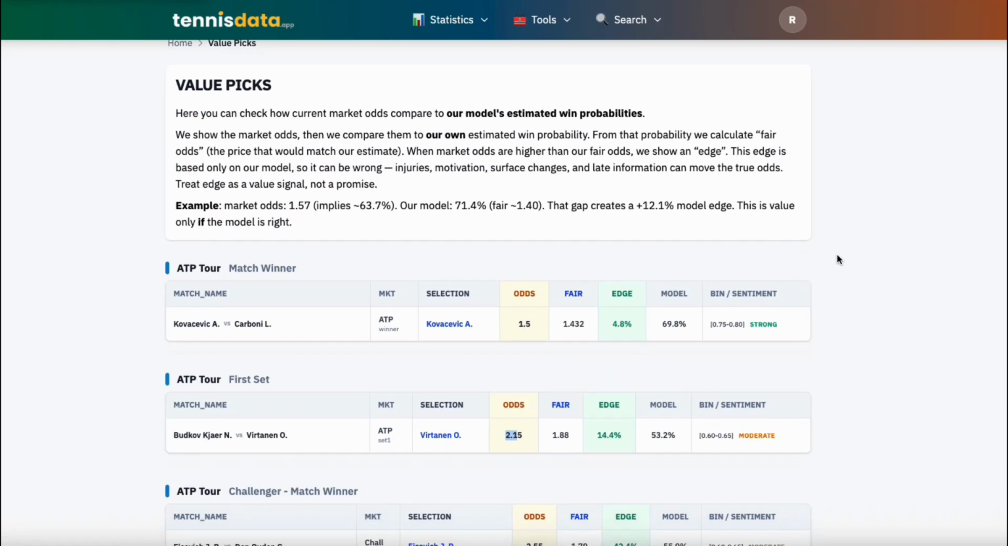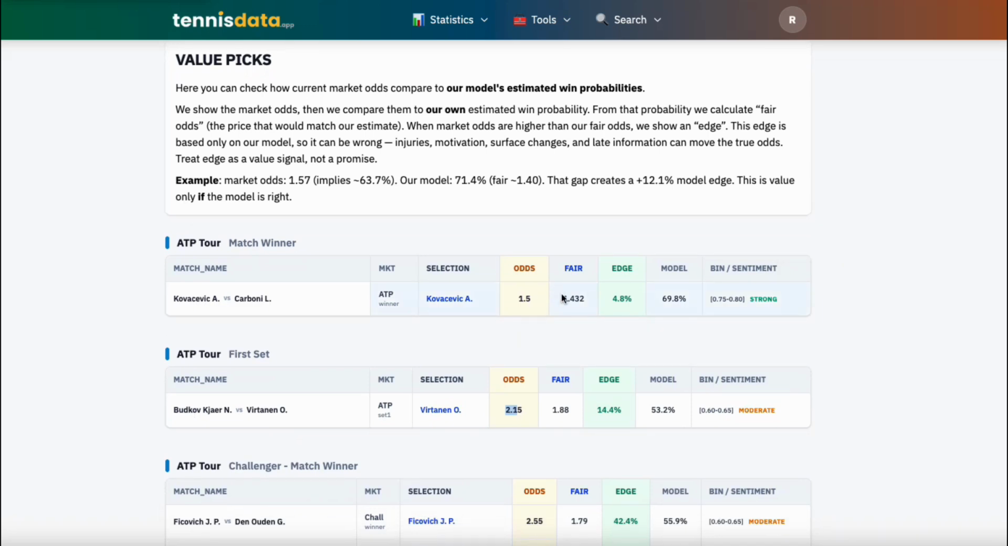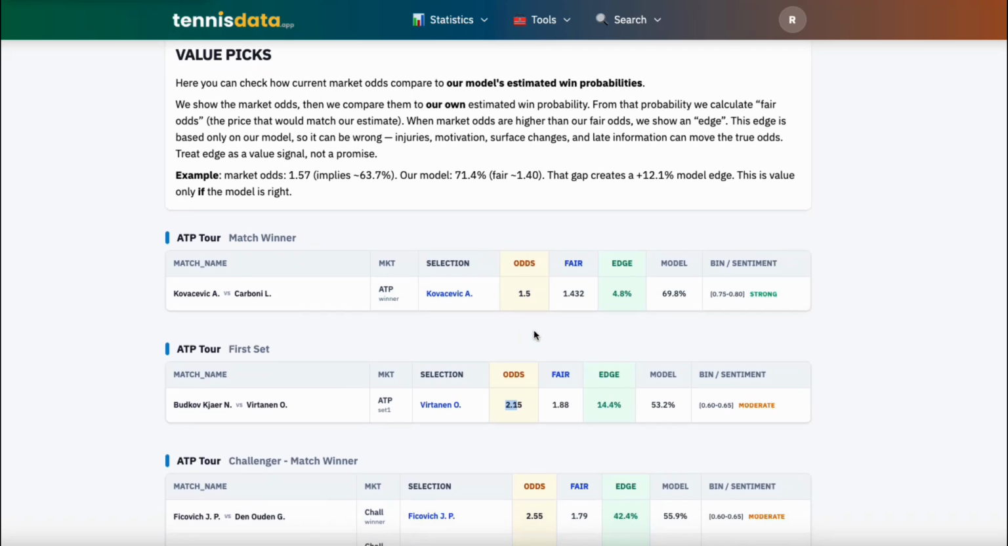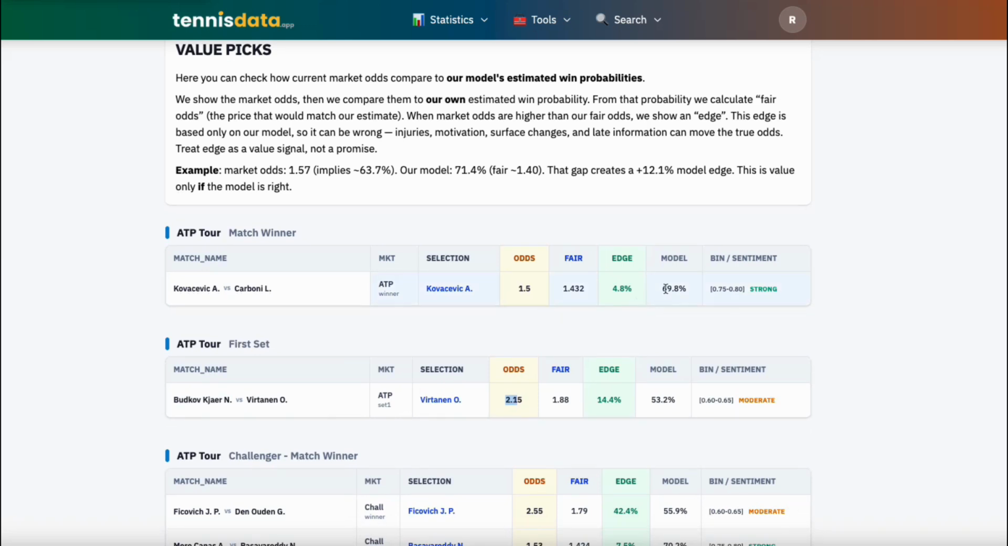The Value Picks page is where we compare our model's automated win probabilities with the probabilities suggested by the betting market. Our model creates its own estimated odds based on how likely it believes each outcome is. Then, we compare those model odds with the real market odds.